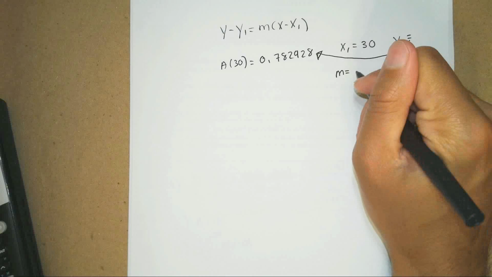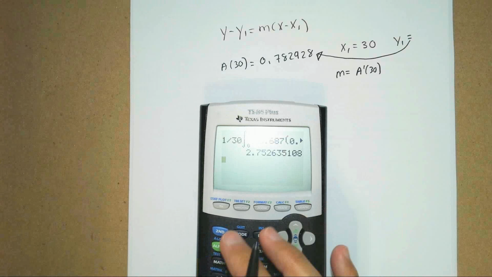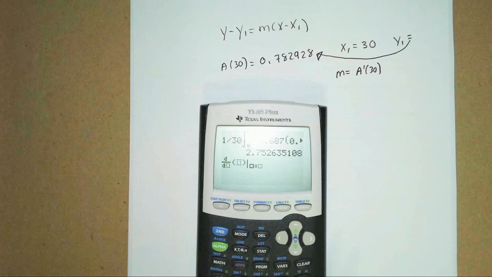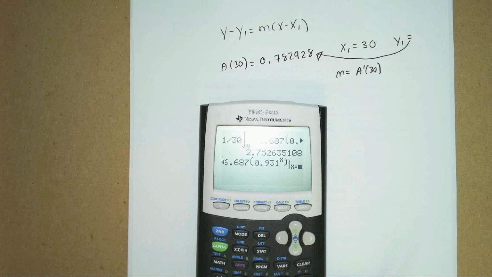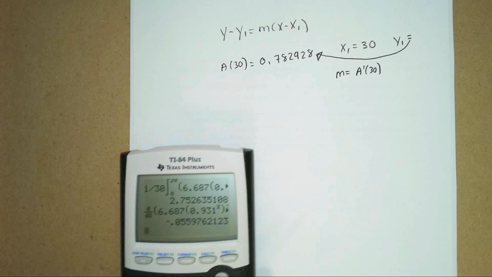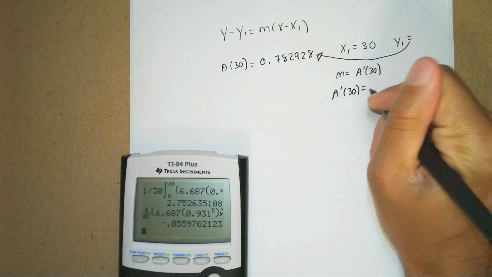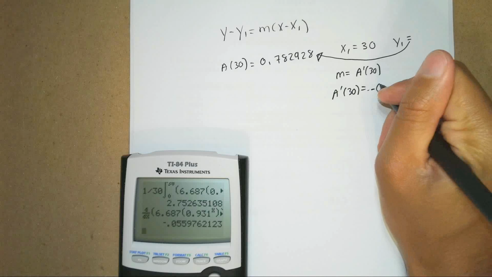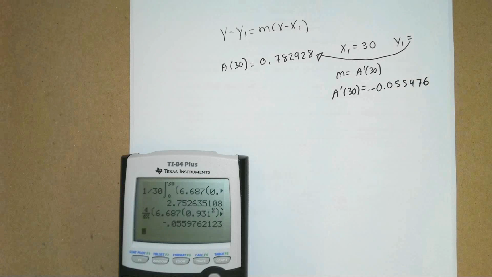Well, m is just found by finding A prime of 30, which we're going to just take out our calculator again once more. Type in math, go to number 8, dx, type in the equation one more time, 6.687 times 0.931 raised to the x, and then x equals 30 because that's what we're looking for. So then we get that our slope, A prime of 30, is equal to negative 0.055976. I'm going to keep a couple decimals because we're going to actually plug this into an equation.